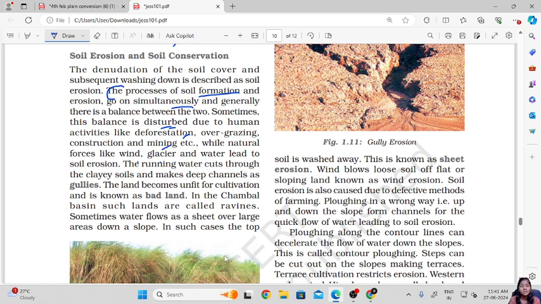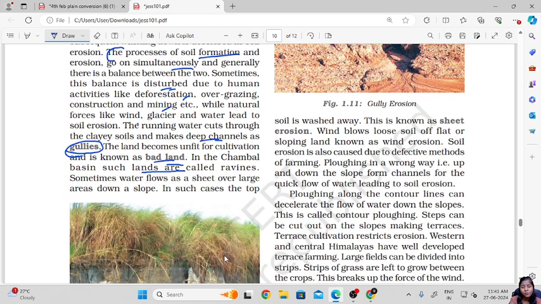So this is very important, what leads to soil erosion: wind, glacier and water. The running water cuts through the clayey soils and makes deep channels, and these are called gullies. The land becomes unfit for cultivation and is known as bad land. Okay, so in the Chambal basin, such lands are called ravines. Sometimes water flows as a sheet over a large area down a slope.